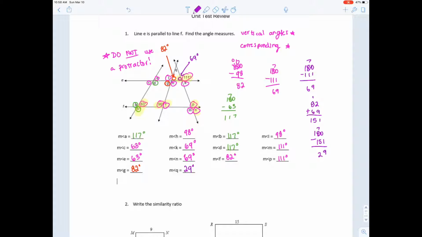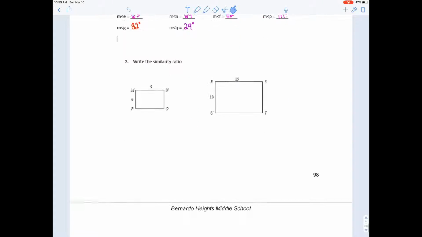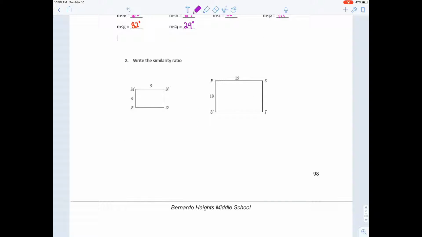And there we go. We found all of those angles not using a protractor. All right, let's keep going. Number 2, write a similarity ratio. This problem here, guys, I want you to find this scale factor. The reason why I'm telling you this is because how we find the scale factor is actually we write the similarity ratio.